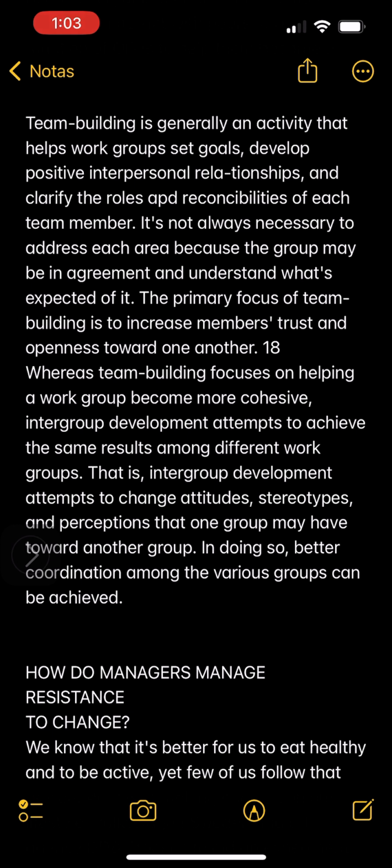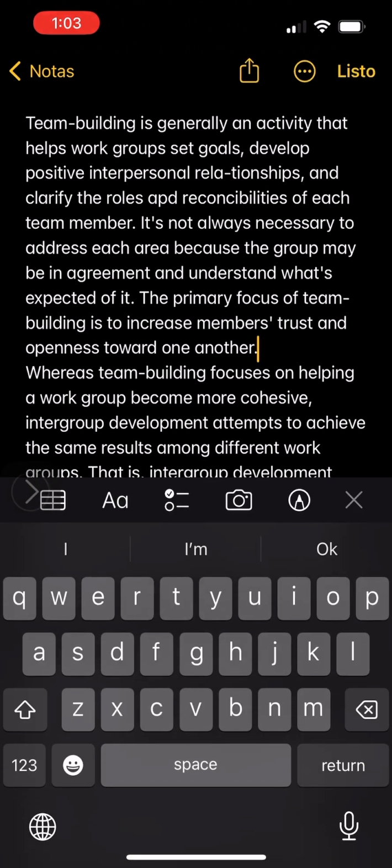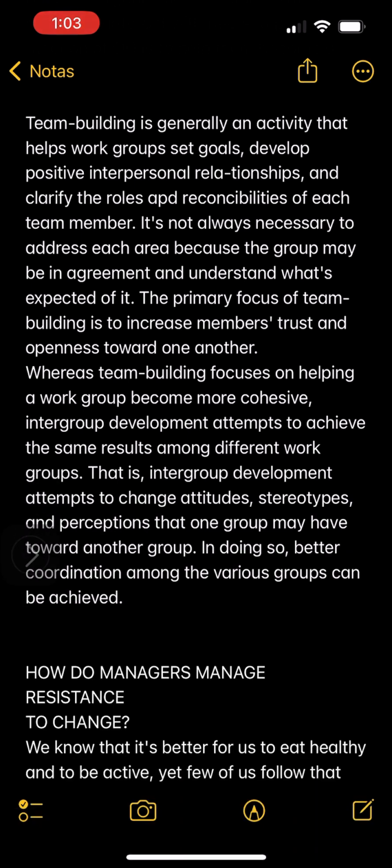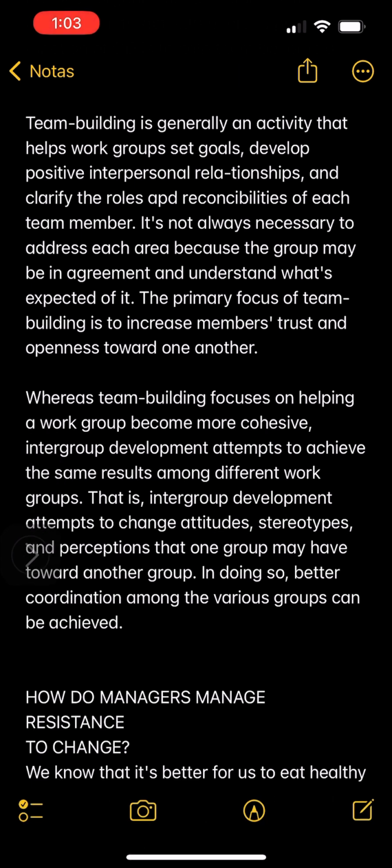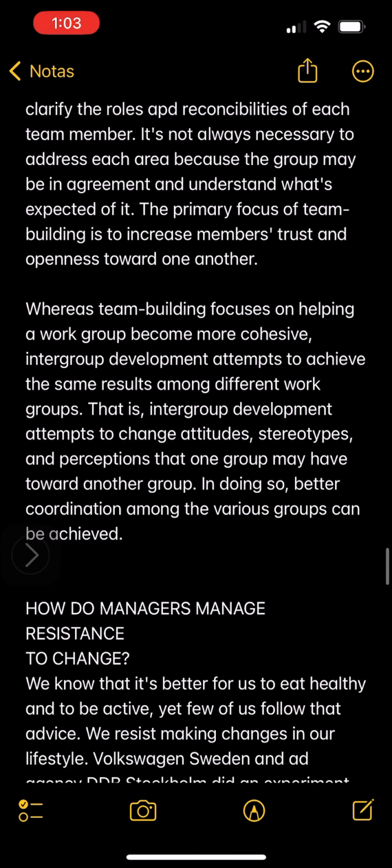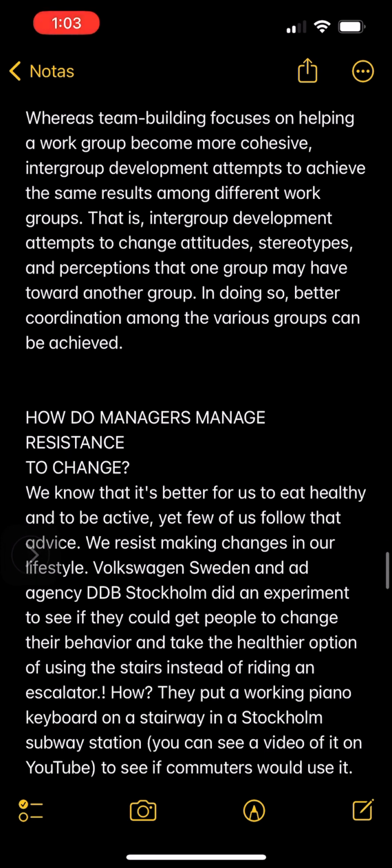Organizations are made up of individuals working together to achieve some goals. Because organizational members must frequently interact with peers, a primary function of OD is to help them become a team. Team building is generally an activity that helps work groups set goals, develop positive interpersonal relationships, and clarify the roles and responsibilities of each team member. It's not always necessary to address each area because the group may be in agreement and understand what's expected of it. The primary focus of team building is to increase members' trust and openness toward one another.